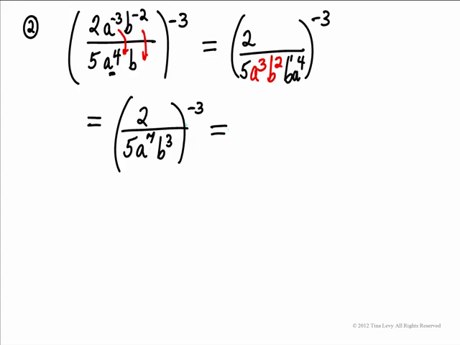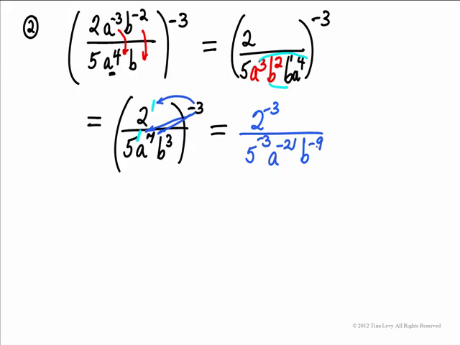To get to this step, I put together the a cubed and the a to the 4th, and it was a to the 7th, the b squared and the b cubed. Now in my next step, I'm going to pull the negative 3 through, multiplying exponents, but 2 and 5 don't have exponents, so I have to give them the exponent of 1. So now I'm going to multiply the exponent, and I am going to get 2 to the negative 3 on top, and then the negative 3 here, 5 to the negative 3, negative 3 times 7, a to the negative 21, and b to the negative 9.